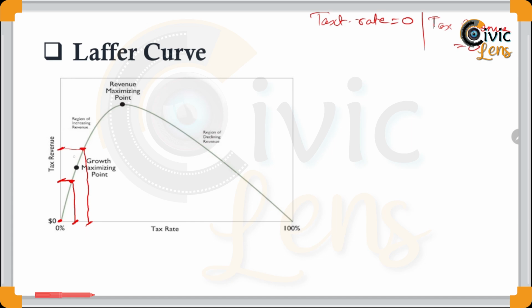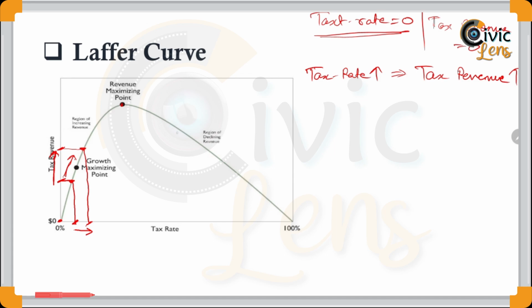So as you can see, if we move from this point to this point, that is, if we move in this direction on the curve, the tax rate is increasing from here to here, and simultaneously tax revenue is also increasing from here to here, right? So from a tax rate equal to 0, when we increase the tax rate, the corresponding result is that tax revenue is also increasing, right? This behavior will continue up to this point, right?